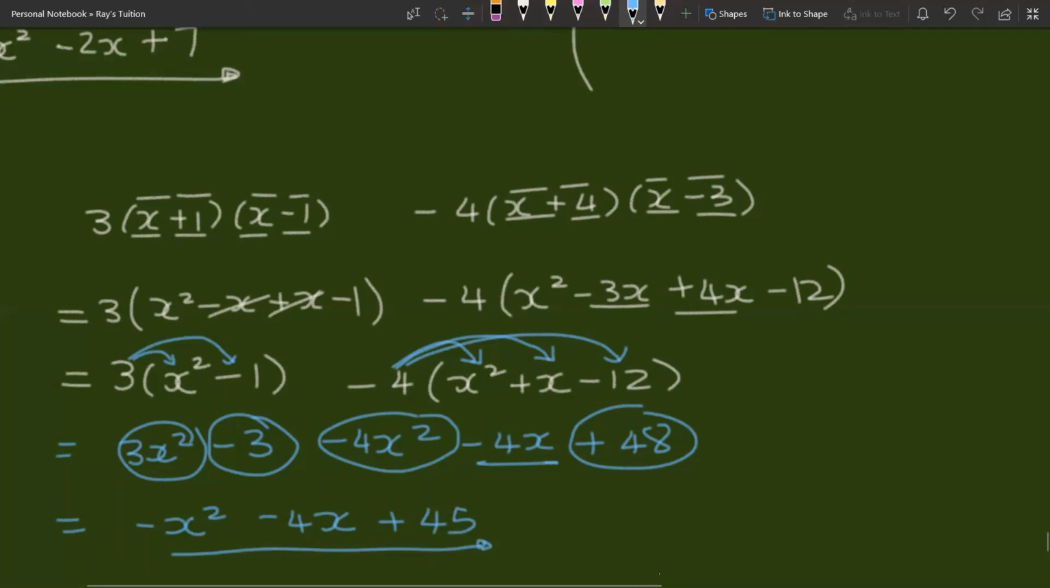Please make sure that you have understood well how to do these 3 questions. And if you have not, please watch previous videos on the individual multiplication techniques before attempting something like this.